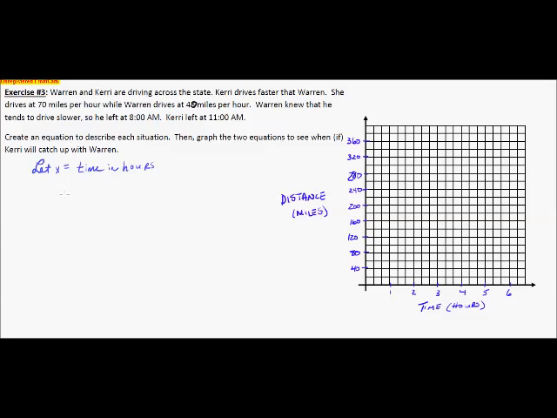Let's start by describing Carrie's driving. Carrie left at 11. So let's say Carrie's distance, D is going to be distance, we can put that over there. She is going 70 miles per hour. See that "per hour" again, guys? Just like in the other ones, that's going to be 70 for every hour.